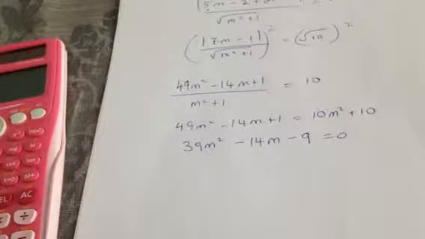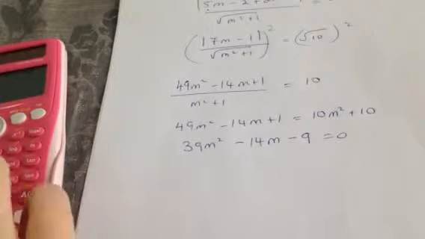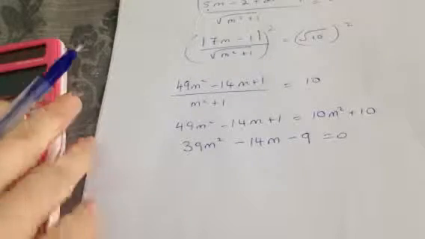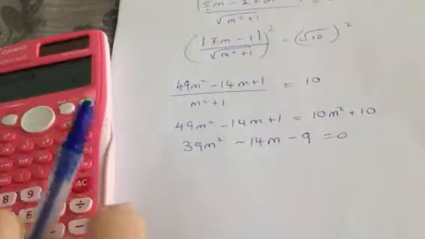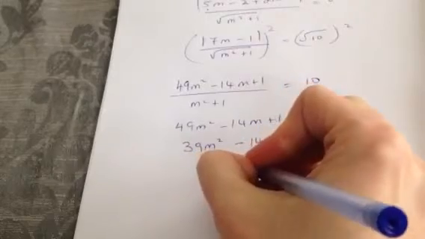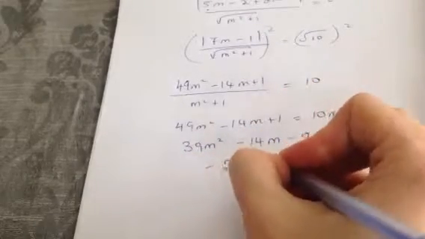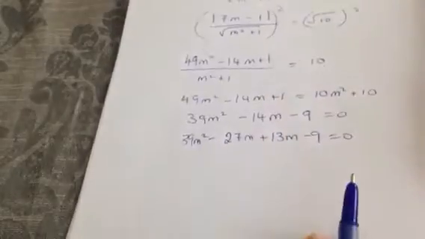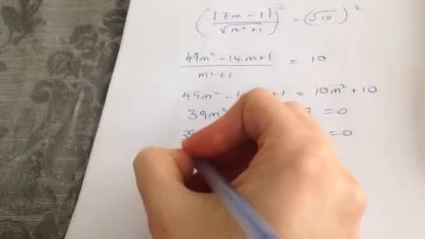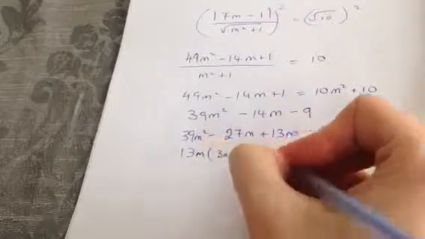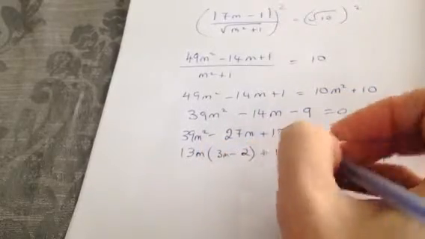Factors of, so we have 39 times 9, 351, that subtract to give me 14, 27 and 13. Okay, so that's 27m and 13m. 39m squared minus 9. Now you might do this slightly differently, just this part here. So we know that 13 is in common and m is in common. We're left with 3m minus 2 plus 1 is in common.